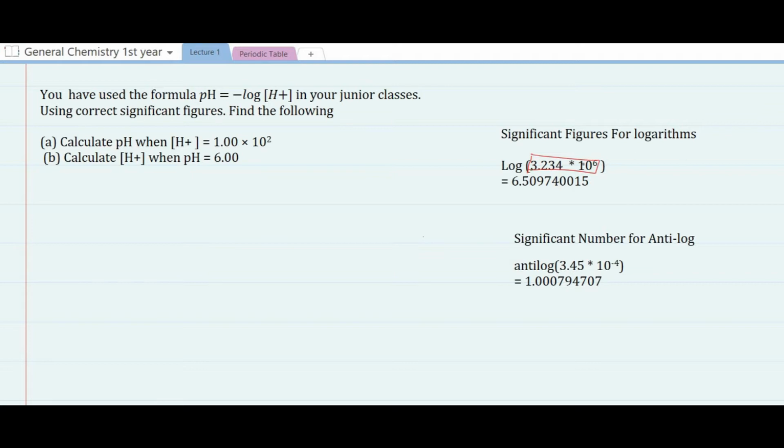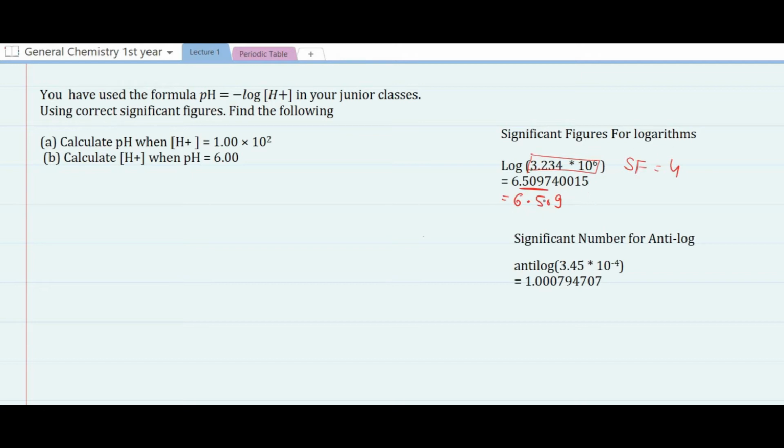From our previous lesson, we are clear that it has a significant number of 4 digits, 3.234. So it has 4 significant digits, and we have evaluated the log of 3.234 as this. Now what would be the significant figure? If we talk generally, then it should be 3 digits, meaning it should be this, right? 6.509. So this should be the value for significant number for logarithm.